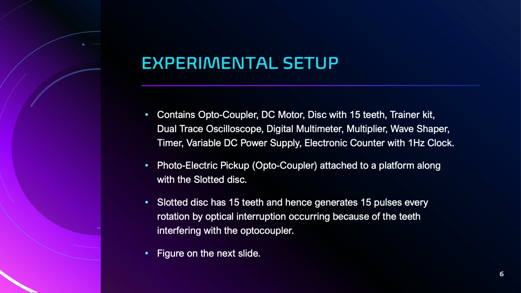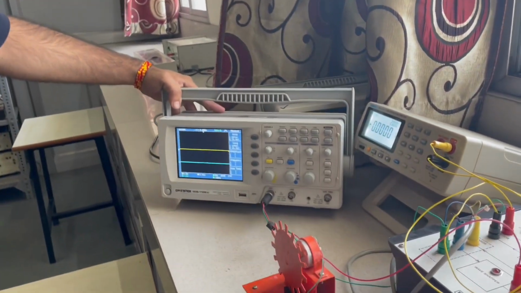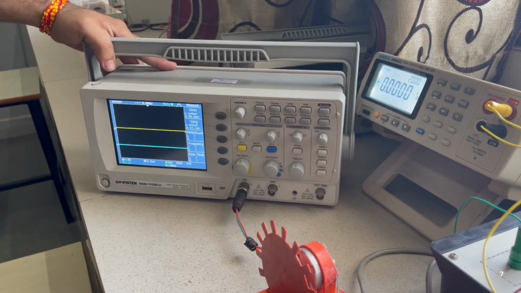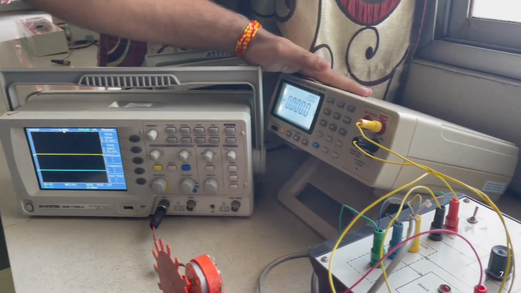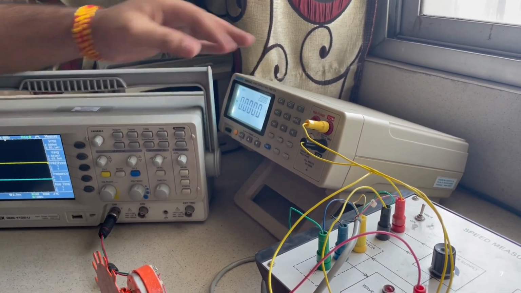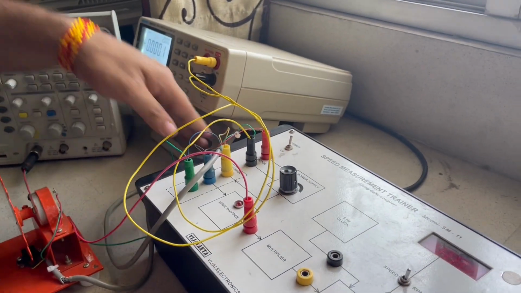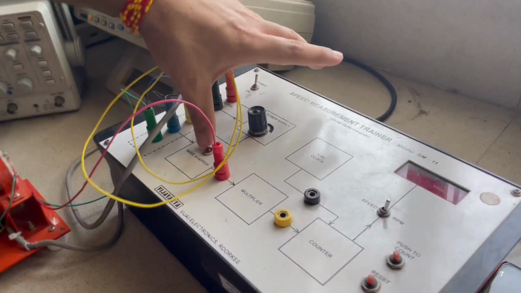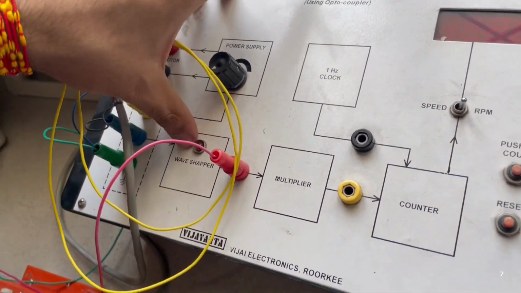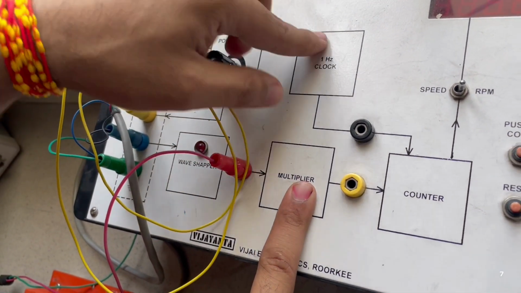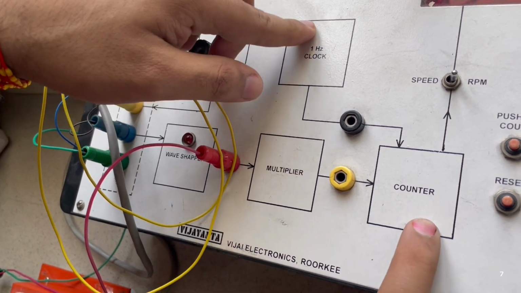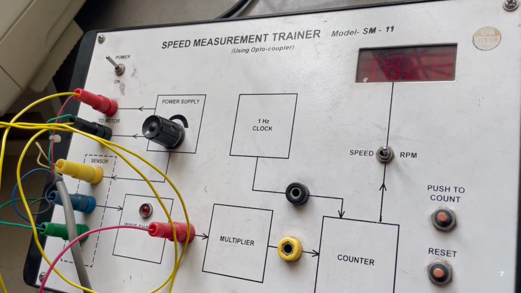Now moving on to the experimental setup described in the video. I will be explaining the circuitry of this experiment. So we have a dual trace oscilloscope which we use to measure frequency and see the waveforms. We have a multimeter which we use to measure voltage across the terminals of our motor. And we have a speed measurement trainer which has a 5-volt power supply, a wave shaper which converts the analog signal into pulses, and a multiplier, and a 1 Hz clock which is connected to the counter which measures the RPM of our motor.